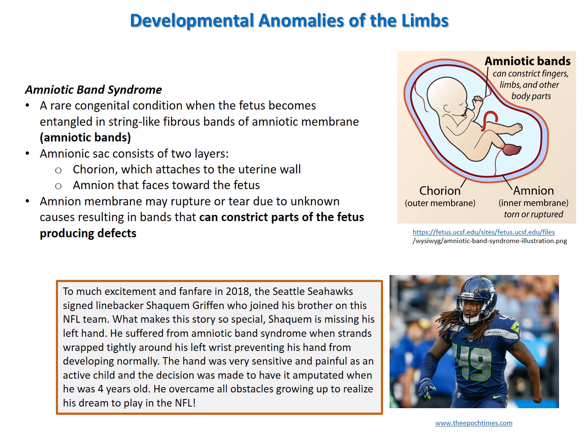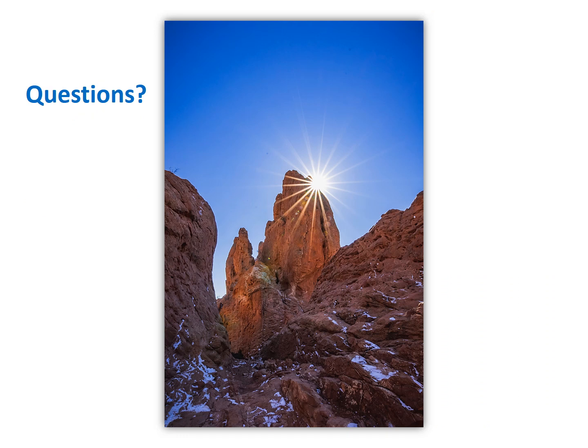In Griffin's case, strands wrapped tightly around his left wrist, preventing his hand from developing normally. Despite missing his hand, he overcame all obstacles growing up to realize his dream to play in the NFL. This ends our presentation on the development of the limbs. As mentioned earlier, an understanding of how muscle masses are first grouped and innervated and repositioned as the limbs rotate will aid learning some of the gross anatomical details of the limbs.